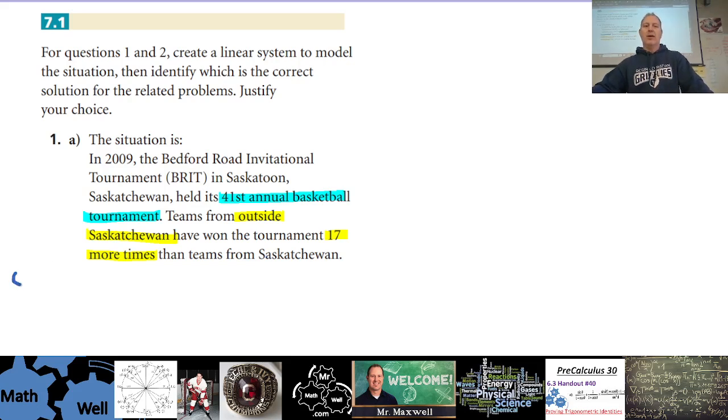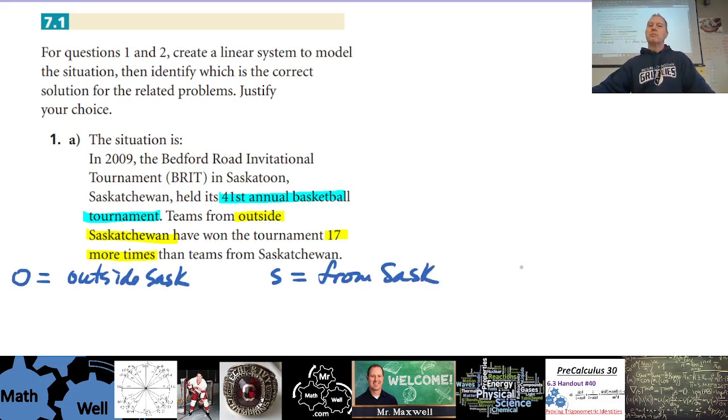So we're going to let O be teams from outside Sask. And let's let S be teams from Sask, because those are the 2 things that we're talking about here. So the question is, how many times have teams from Saskatchewan won and teams from outside Sask won? So does anyone have any idea what the first equation might be with this blue information there?